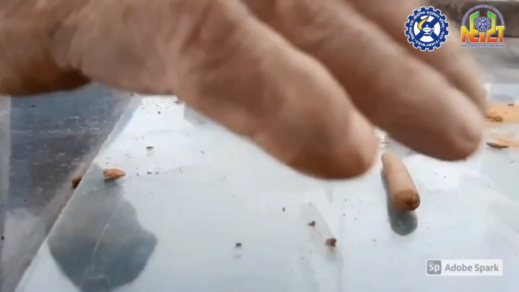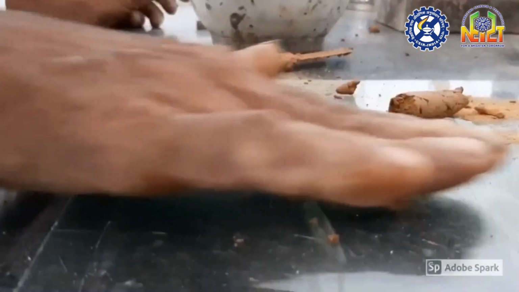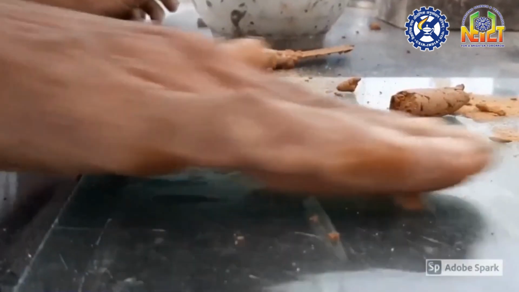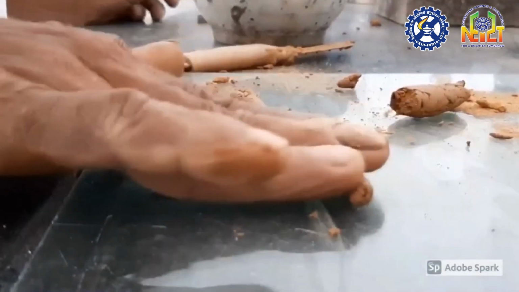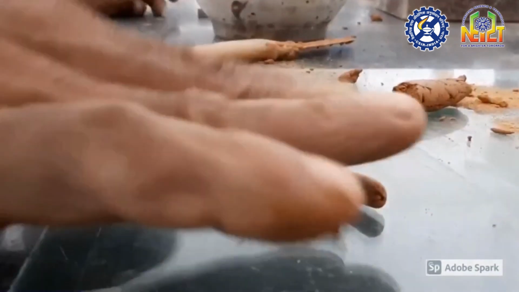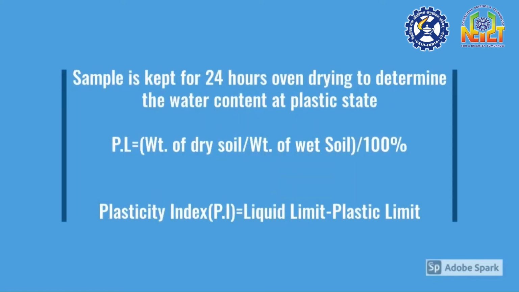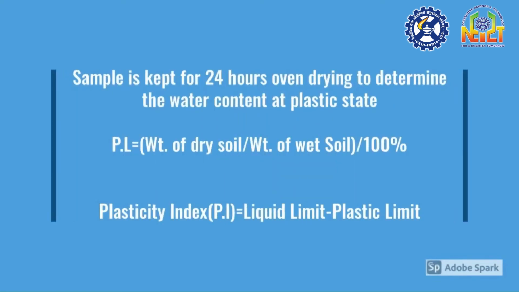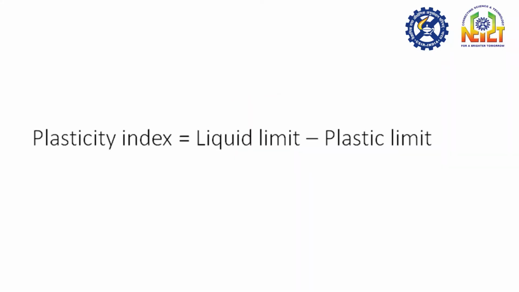If the crumbling starts before the thread reaches 3 millimeter diameter, it shows that the water added is less than the plastic limit of soil. Hence, some more water should be added and mixed into a uniform mass and rolled again until the thread just starts crumbling at a diameter of 3 mm. Now we have to collect the pieces of crumbled soil thread at 3 mm diameter in an airtight container, and determine the moisture content. That moisture content will be the plastic limit.